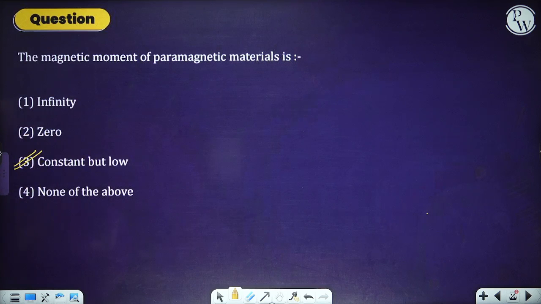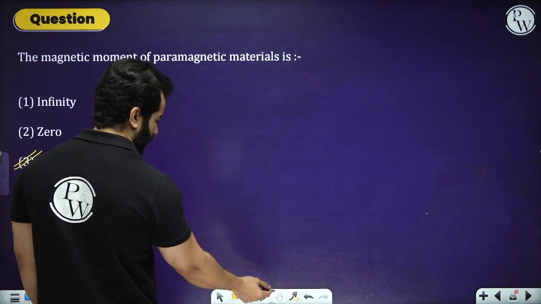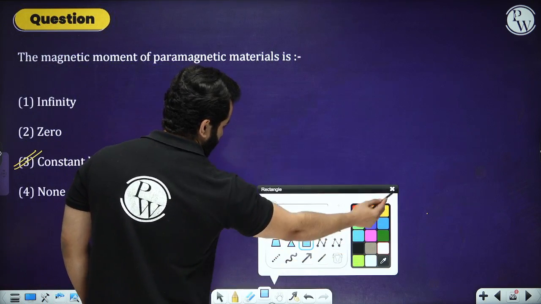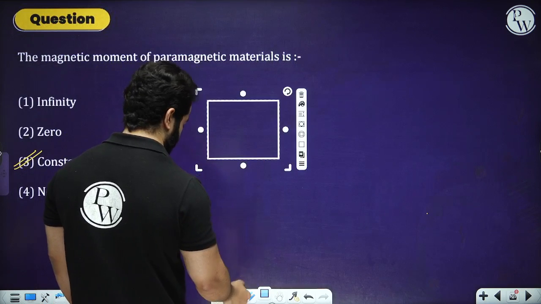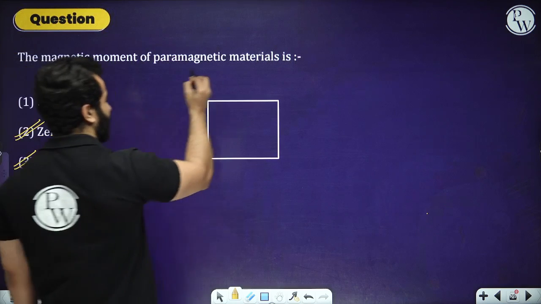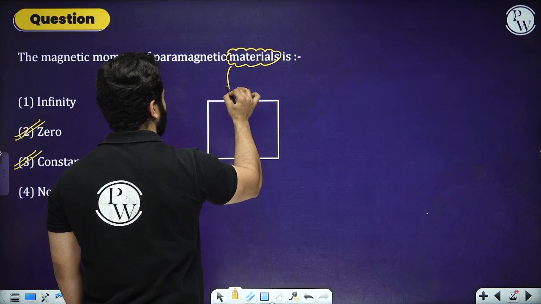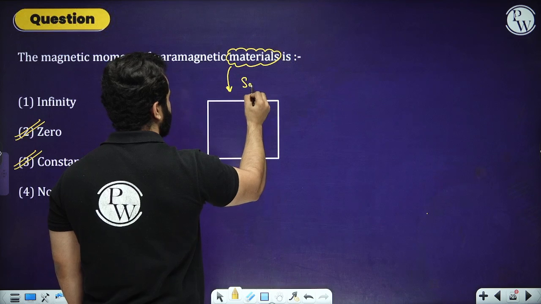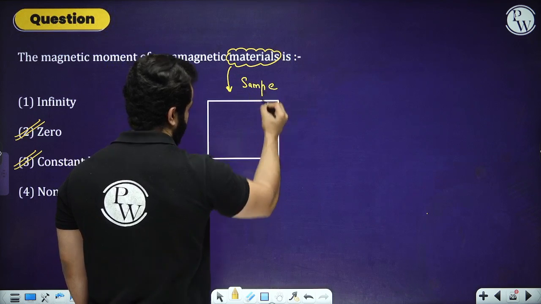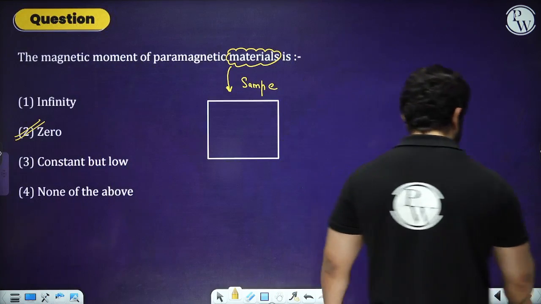And if you talk about the entire material, because they might say, for example, this is a ferromagnetic, this is a paramagnetic material, what about this? So it would be 0. Noting this, when I say that this is the material, that means the whole sample, we should take the answer as 0, not constant, right?